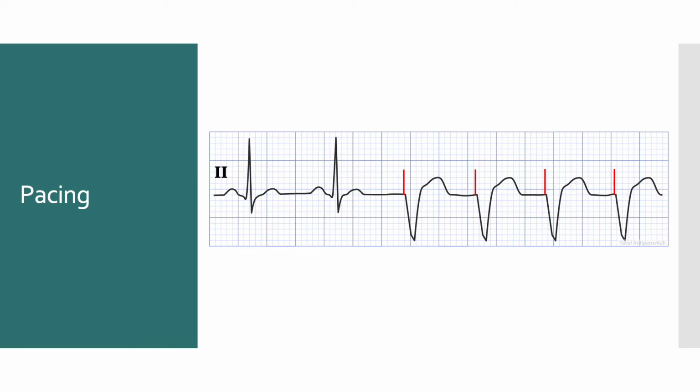The second item on our differential is pacing. Pacing is often easy to spot because there is pacing artifact or pacing spikes. There are a number of reasons why a pacing device can pace quickly, which is a topic for another discussion.